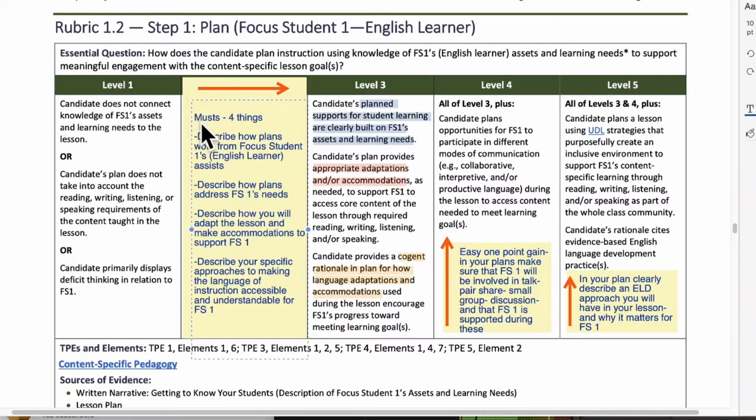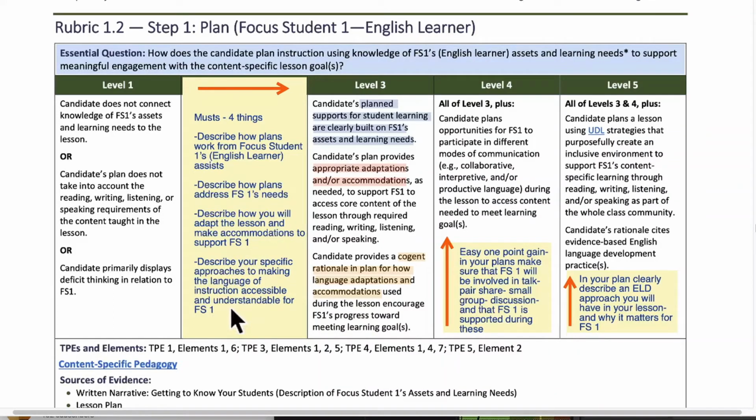So the musts for rubric 1.2, describe how plans work from focus student 1's assets, and it should be assets, not assists, sorry about that. Describe how plans address focus student 1's needs. Do make the distinction. Do have a good conversation with your mentor teacher about these things. Third one, describe how you will adapt the lesson and make accommodations to support focus student 1. And these have to be specific to focus student 1, not just for everybody. What is it about focus student 1 that you're keying into to support them?